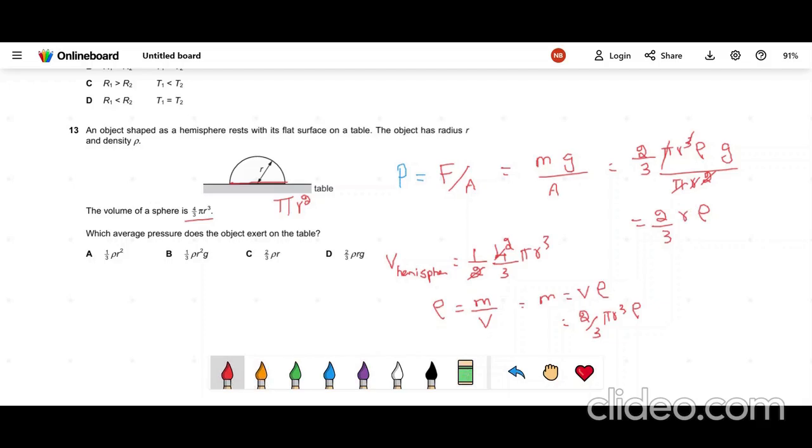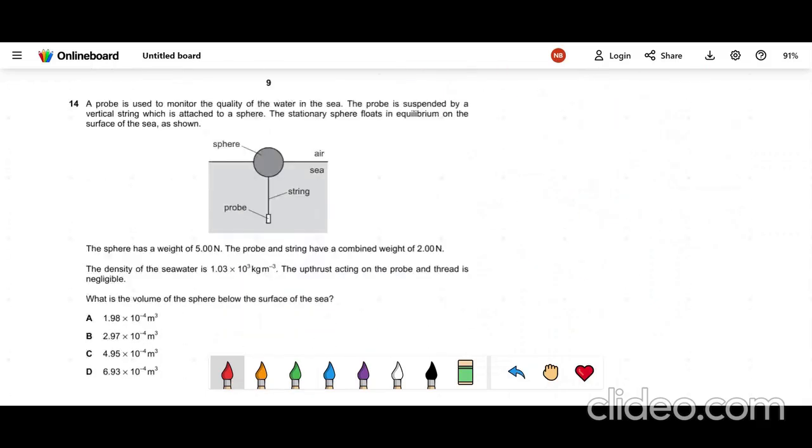This is very, very easy, right? This one is the right answer. And then question number 14.